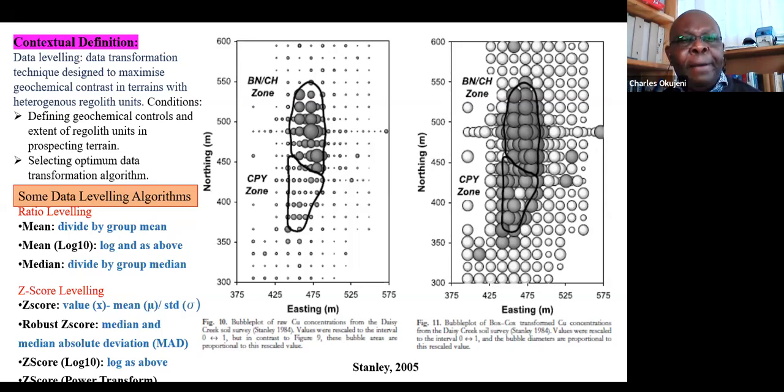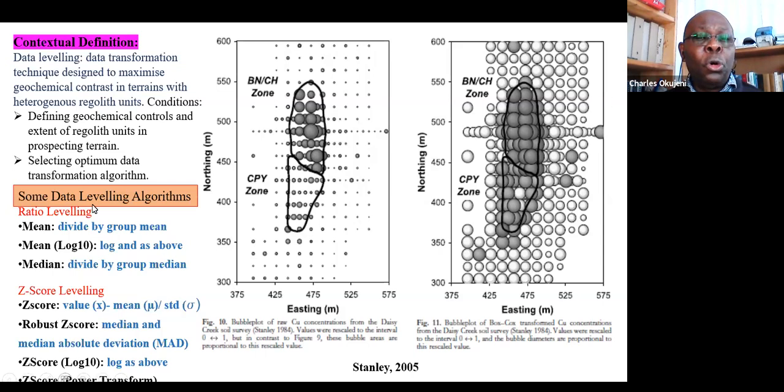Now, for you to do the data leveling for this particular case, it's important that you should define the geochemical controls of the regolith units. That you must know the regolith composition and the interplay between them spatially. Second is that you should be able to select the optimum data leveling transformation algorithm. So these are the things I'm going to talk about today. The first part of my talk is going to be on defining the geochemical controls and extent of regolith units. And the second part is selecting the optimum data transformation algorithm. There are many data transformation algorithms, which I have listed here.